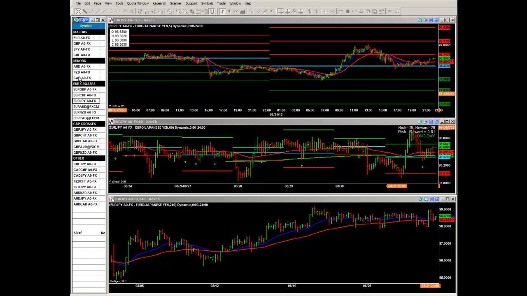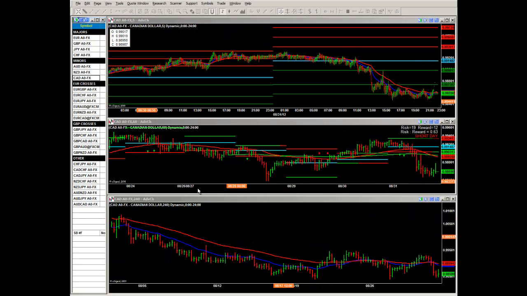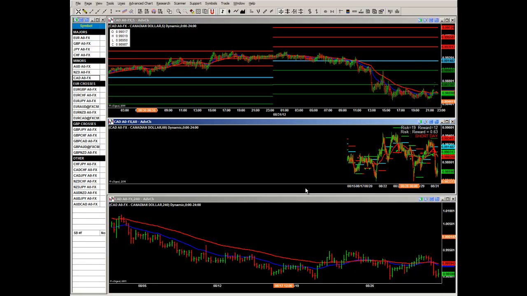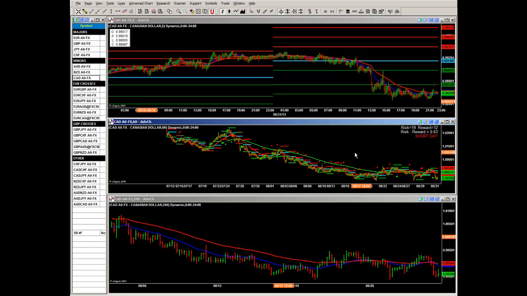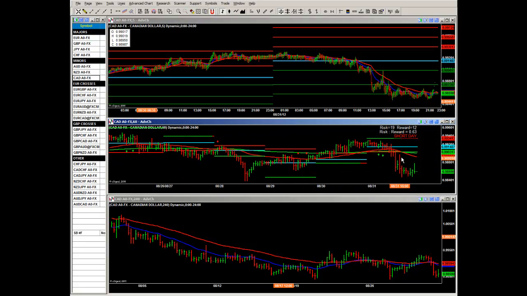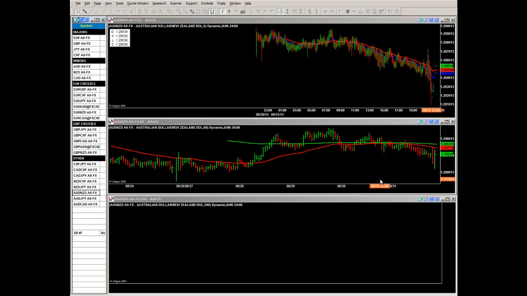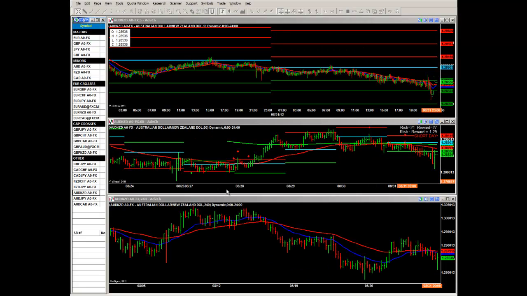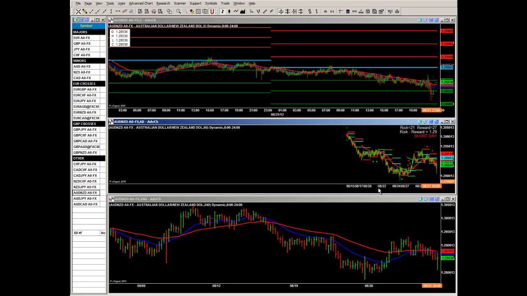Okay, so let's go to CAD and update this. There we go. It's a short day, let's see if it changes. Let it update, let it download more bars. Okay, it didn't change anything. If anything, it actually widened. So we'll go across to Aussie Kiwi. And Aussie Kiwi is still a short day. Let's update this.